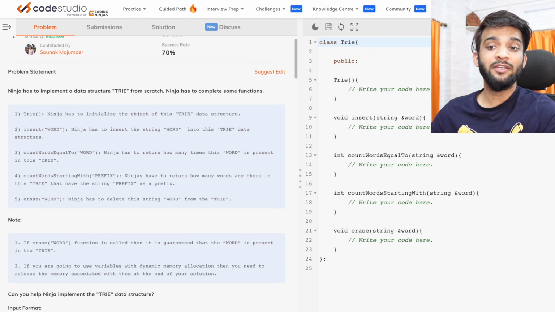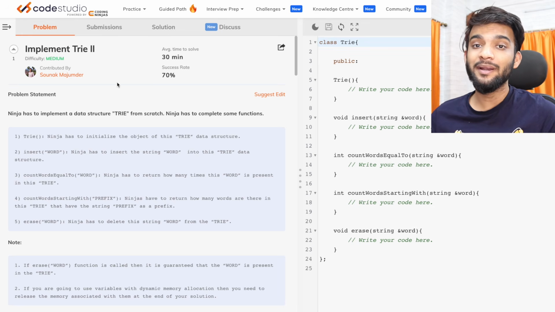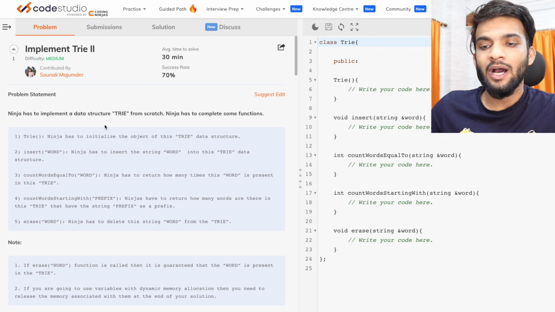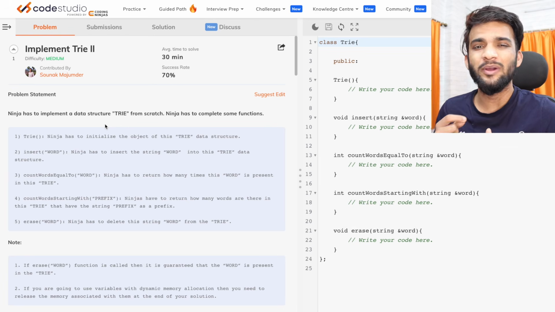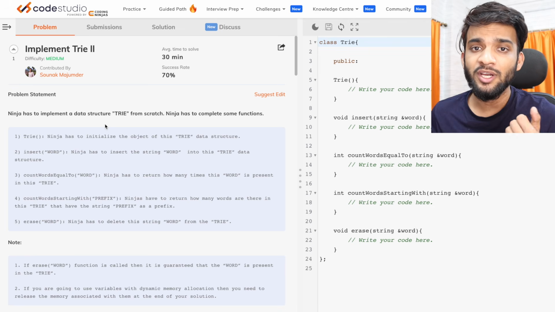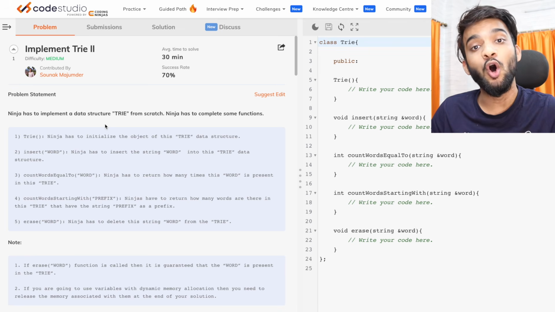So today we will be solving the second question on the trie playlist, which is implement trie part 2. Now what does this question state? In the previous question we learned how to insert, how to search, and how to check if there is someone who exists with the same prefix or not.